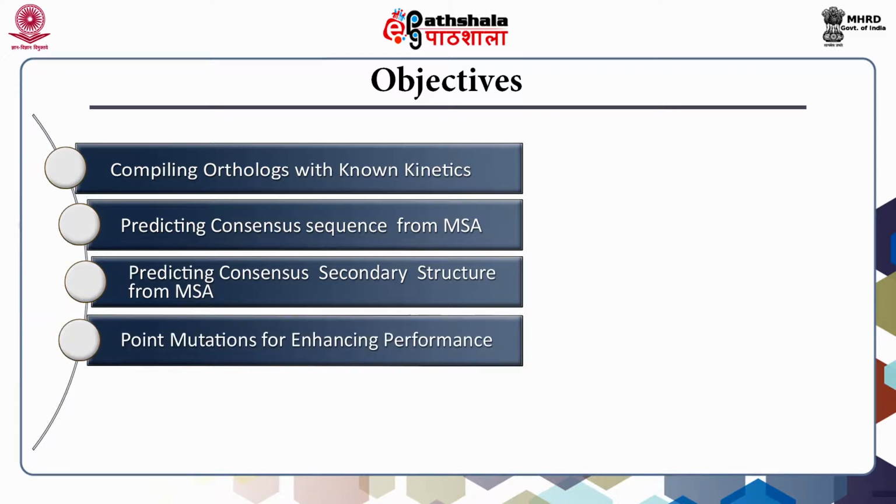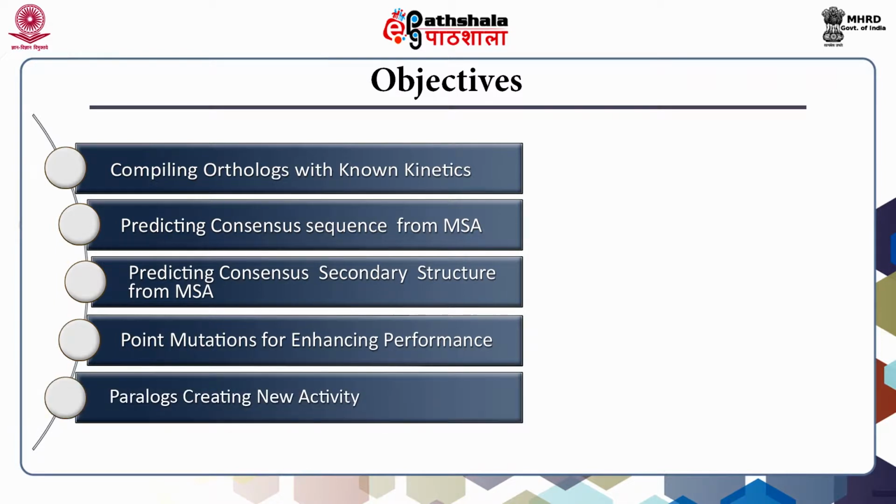This can be achieved with multiple sequence alignment application available at Promals3D. Then we'll map the residues which are significant for improving performance of the enzymes. And finally, we'll look at gene duplication for creating paralogs with new activities or subunit interactions for cooperativity.